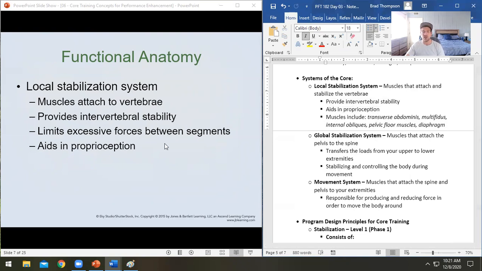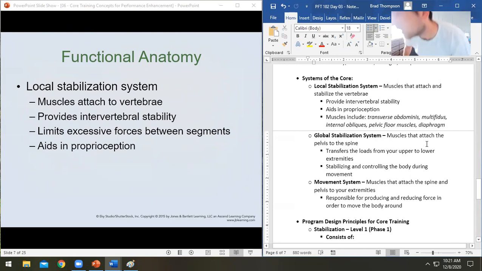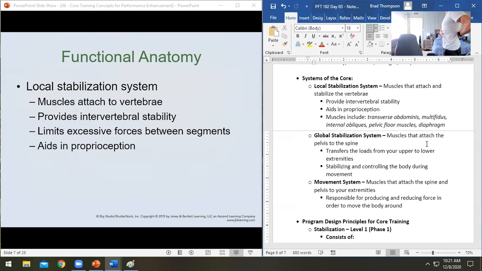And the muscles that are in this section are going to be your transverse abdominis, multifidus, internal obliques, pelvic floor muscles, and diaphragm. So think of it as like a box holding your spine in place, right? You've got the front of the box, you've got the back of the box, that's your transverse abdominis, that's your multifidus. You've got your internal obliques on both sides of the box, right? They're holding the sides. You get your pelvic floor muscles, and you've got your diaphragm. And all of that is going to create stability. Boxes hold stuff. Well, this holds your spine in place, right? That's the local stabilization system.